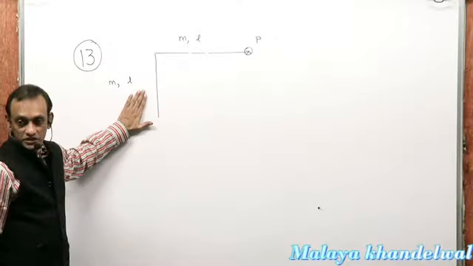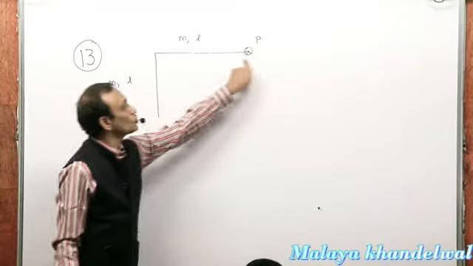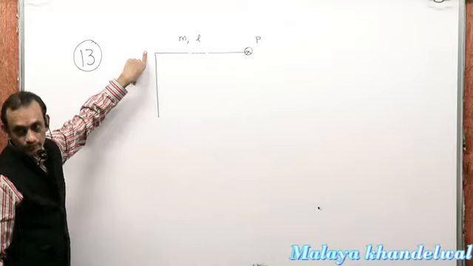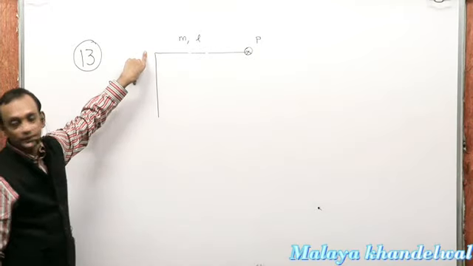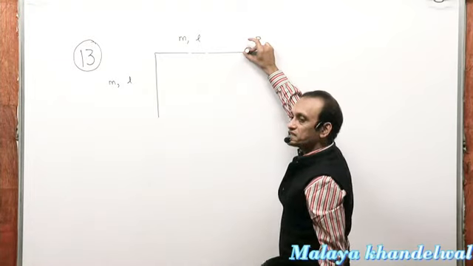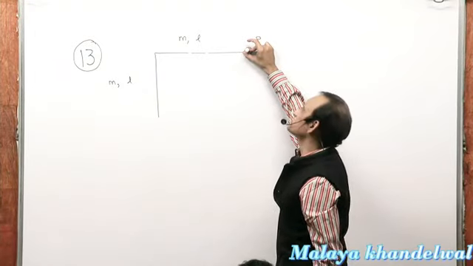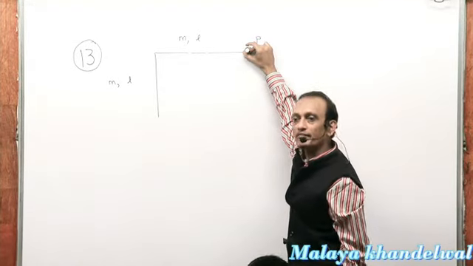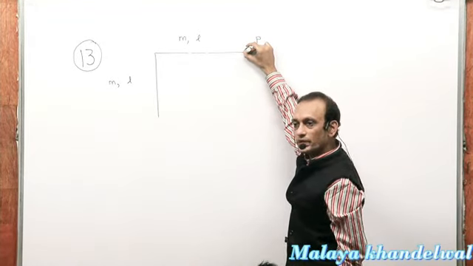So problem 13 is about two rods, mass m, length L, mass m, length L, joined at this point. For this combination, I want to find the moment of inertia about an axis passing through P, this end, and perpendicular to the plane of the L. Perpendicular to the plane of the L. This is what I want to be able to do. You know what I'm saying?